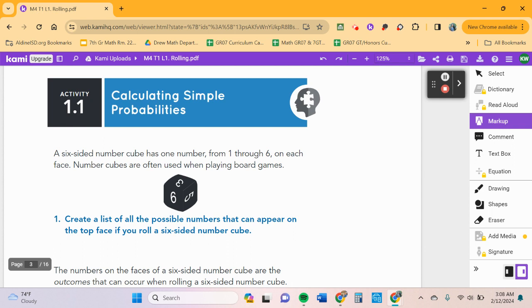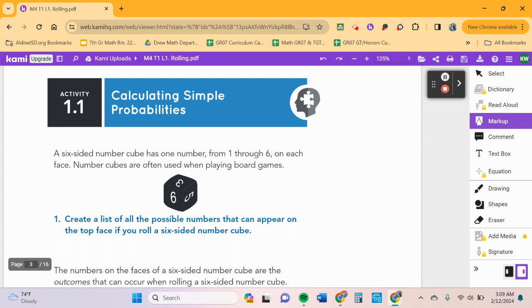A six-sided number cube has one number from 1 through 6 on each face. Number cubes are often used when playing board games. I can think of a couple board games off the top of my head, but if you know some, name them. What kind of board games or where have you seen a six-sided dice like this? And as you're thinking of those board games, let's go ahead and answer question number 1.